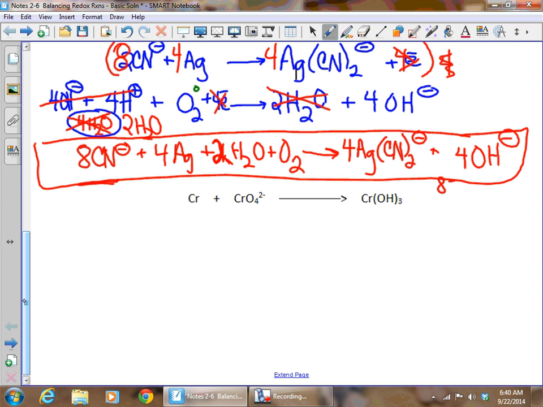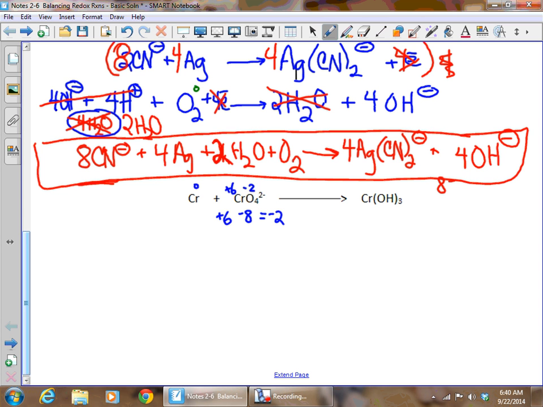Looks like it's already in net ionic form because of that 2 negative. So looks like we have chromium at 0 here. And since this has to add up to a -2 since it's a polyatomic ion, our oxygen's a -2. That gives us a -8 for our total oxygen charge. Looks like chromium has to be a +6.